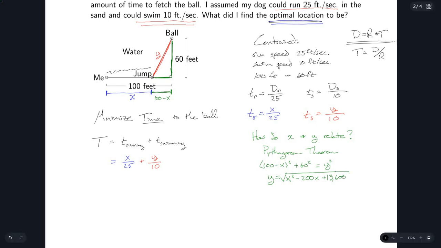So we can put this in for our function t, and then we have t as a function of x. I'm going to write this as 1 over 25 times x plus 1/10 times the square root, and I want to use exponential notation rather than root notation because I'm going to take a derivative.